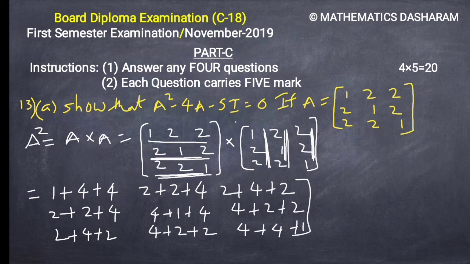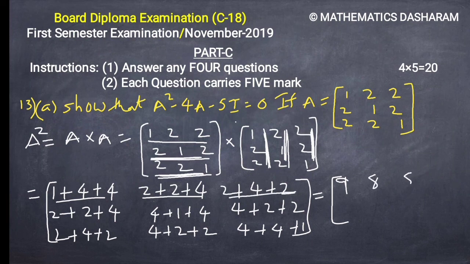So it equals 1 plus 4 plus 4 is 9. Next, 2 plus 2 plus 4 is 8. 2 plus 4 plus 2 is 8. Next, 2 plus 2 plus 4 is 8. Here 9, here 8, 8, 8, 9. So these are the A squared matrix.